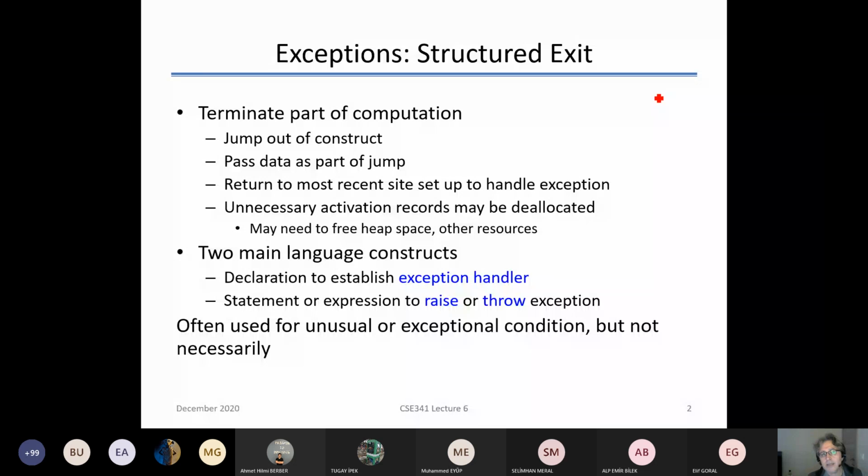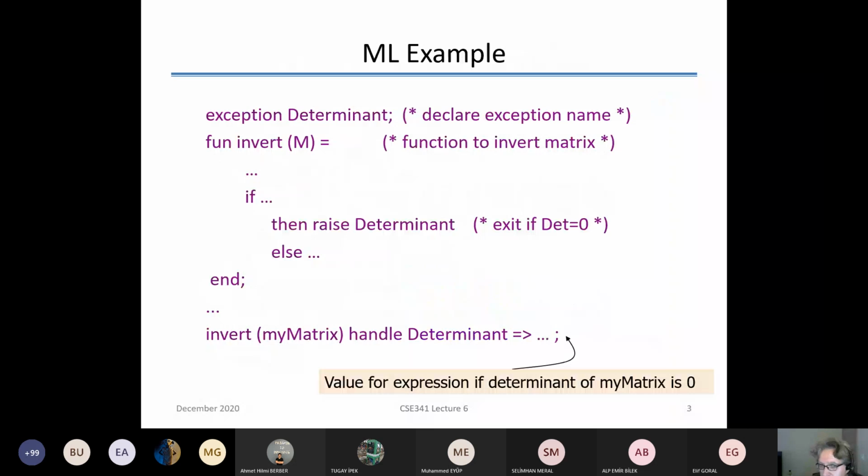Now there is an example. This is a functional programming language. We have been talking about this from time to time. It's called ML. And the way it works is you define an exception. This is declaring an exception by name. So you say you have an exception called determinant. This is the declaration part. You can think of this as a kind of type definition. We are going to come back to this one.